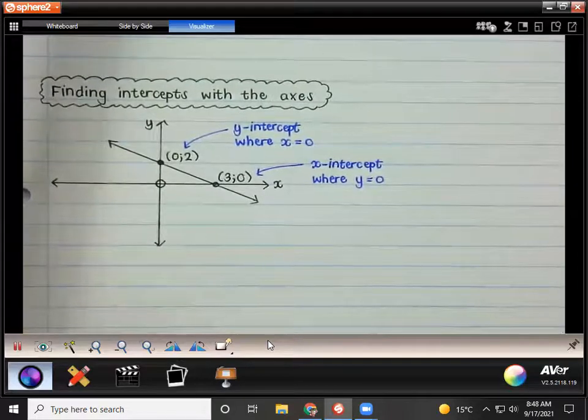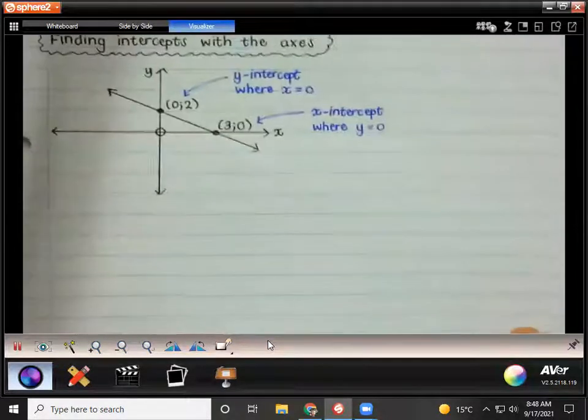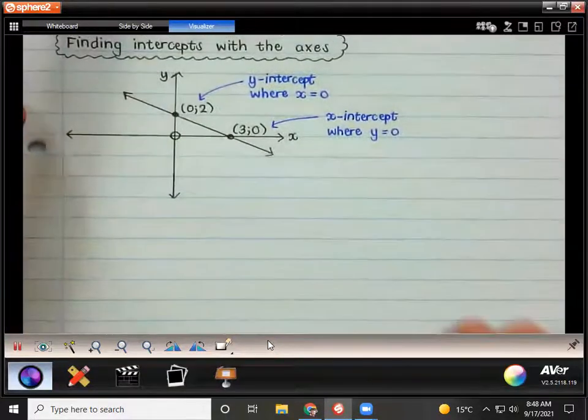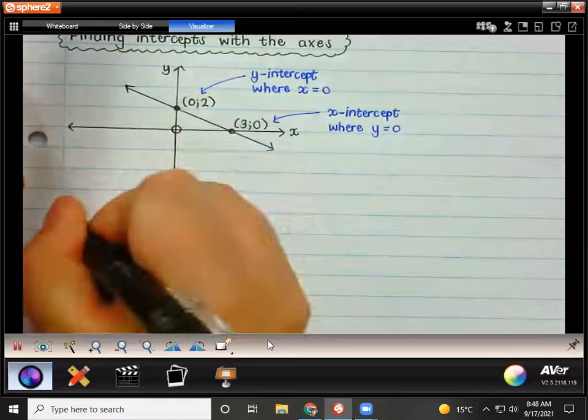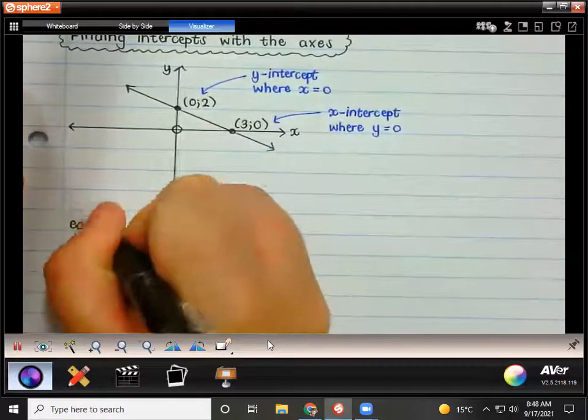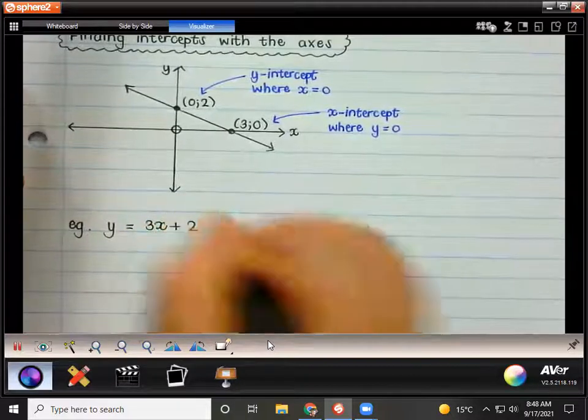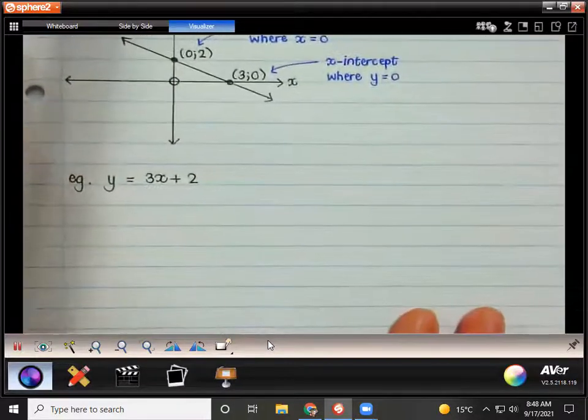Okay, we're going to do an example quickly, guys, where I'm going to give you an equation and we are going to calculate the x and the y intercepts. All right, so for example, if y is equal to 3x plus 2, that is the equation.